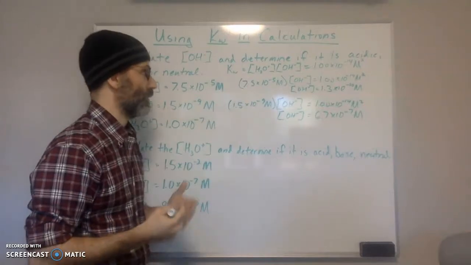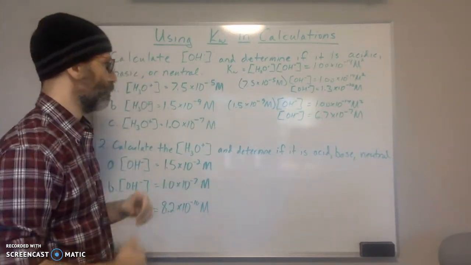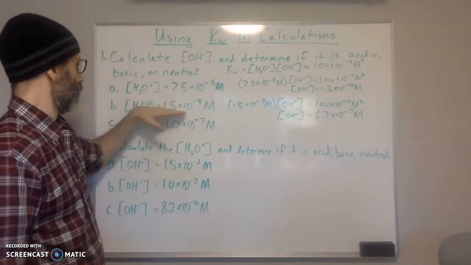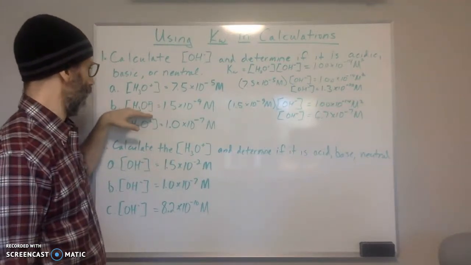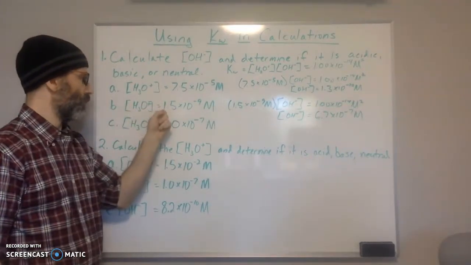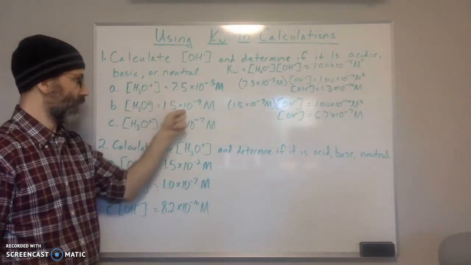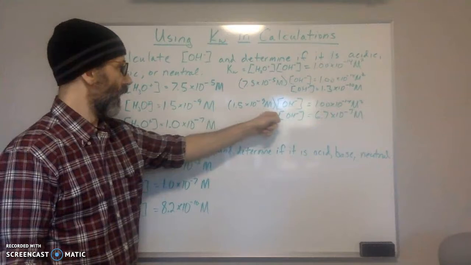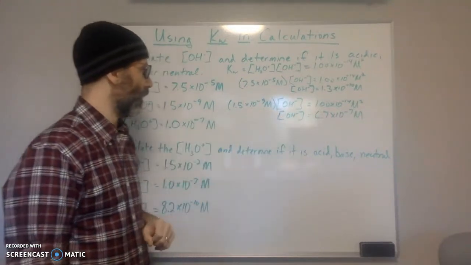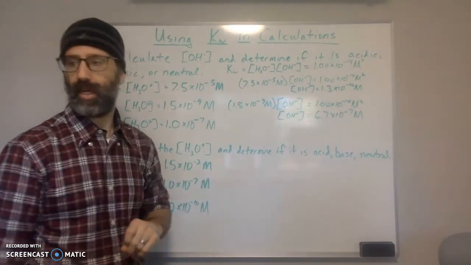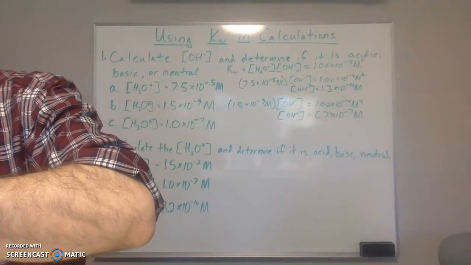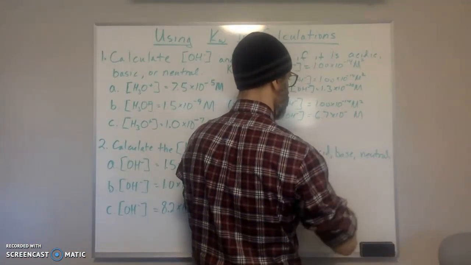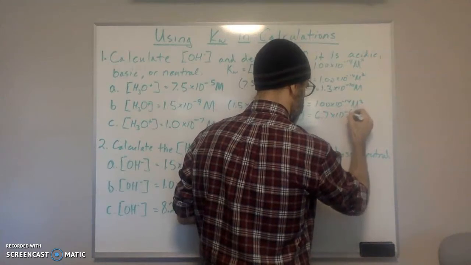And once again, we're asked, is this acidic, basic, or neutral? So here, if we go back to our H plus concentration here, it's 1.5 times 10 to the negative 9. That gives us 6.7 times 10 to the negative 7. Oops, I made a mistake. That should be number 6. I thought that was not right.